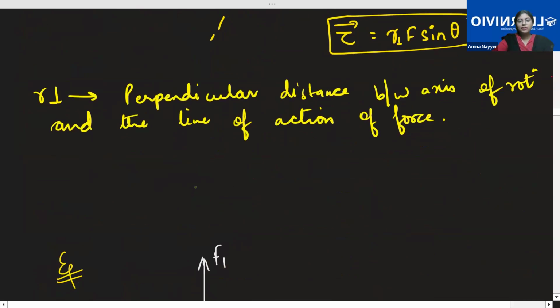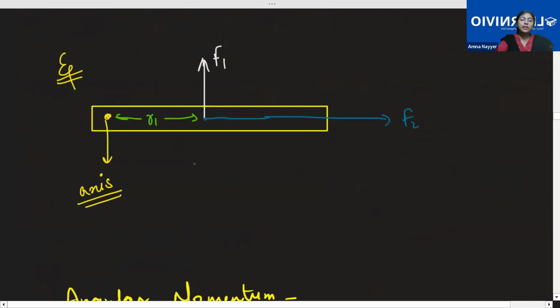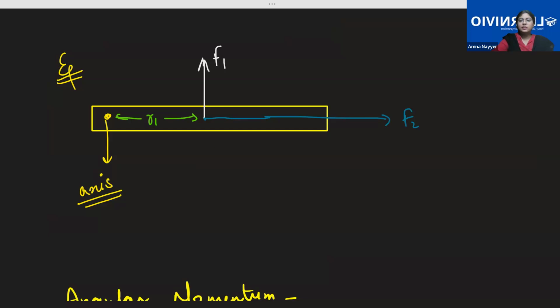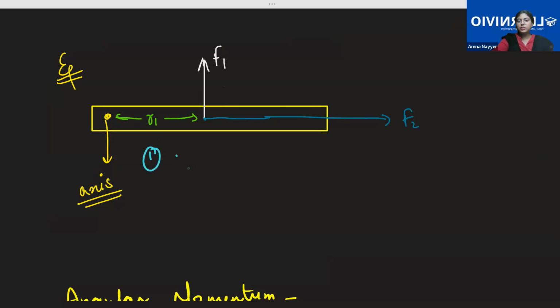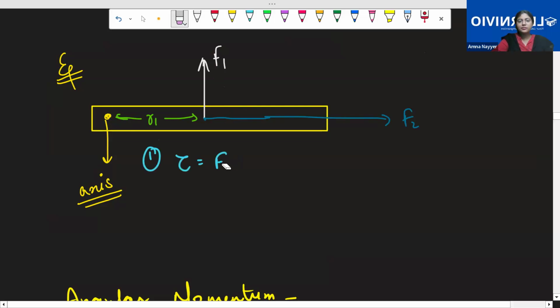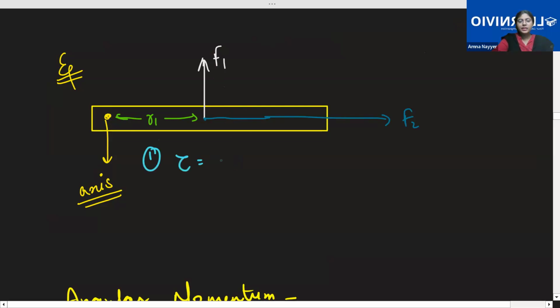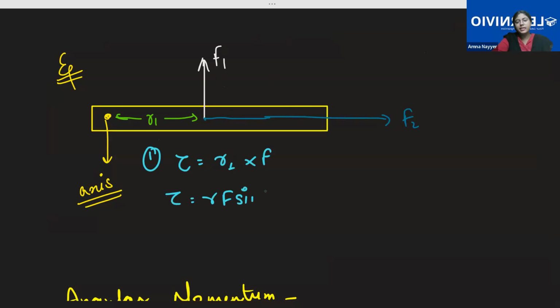Okay. So line of action means you can take the line of action. It's not necessary that it has to be perpendicular always. The radius can be given to you in any manner. You take out the perpendicular distance. Like let's say this is the axis. Let's say we are talking about the first force. So torque is equal to R cross F. This is R perpendicular cross F. So torque is equal to RF sin theta.